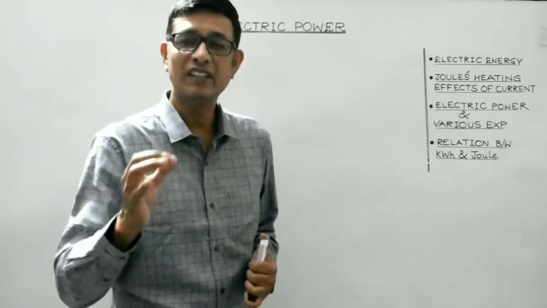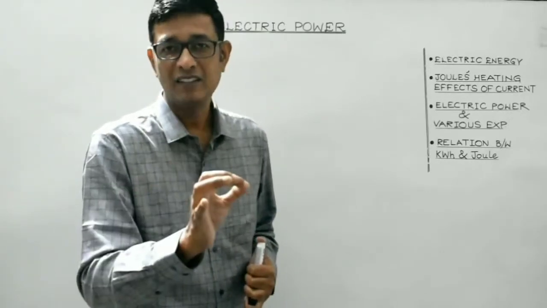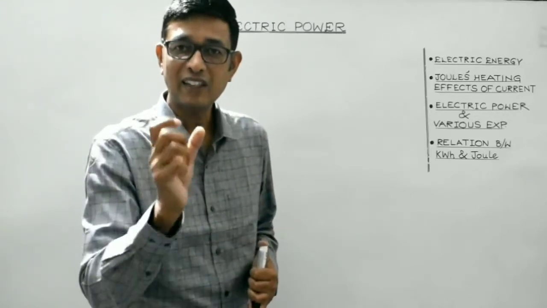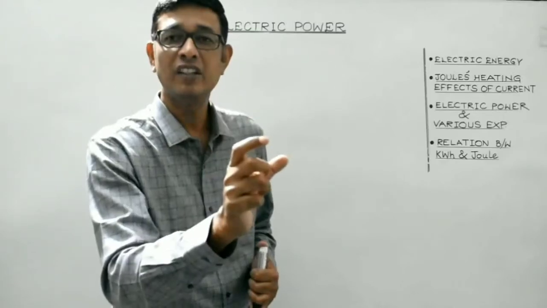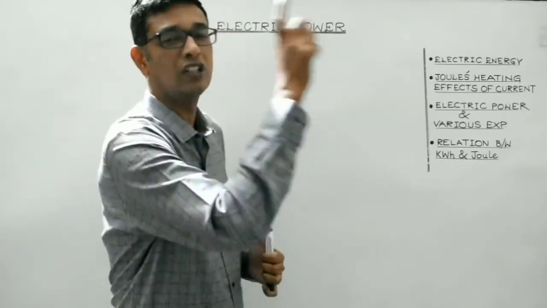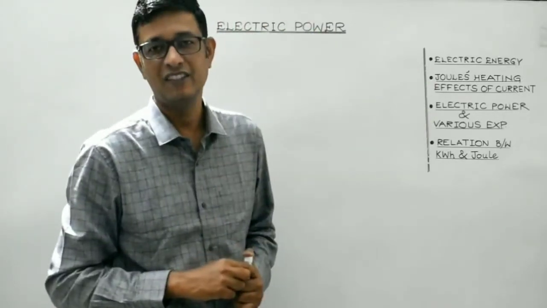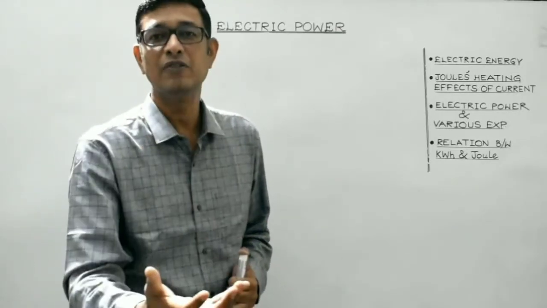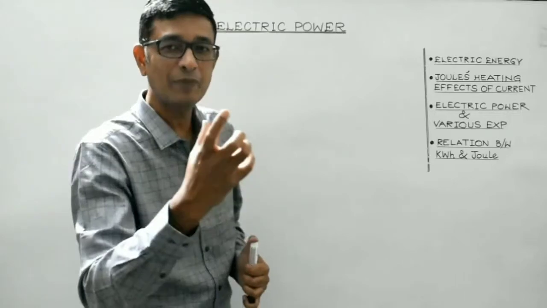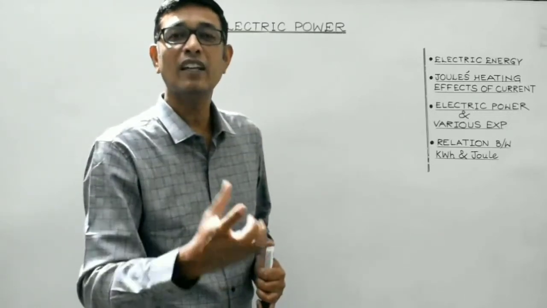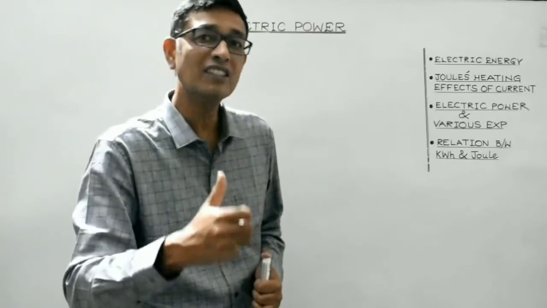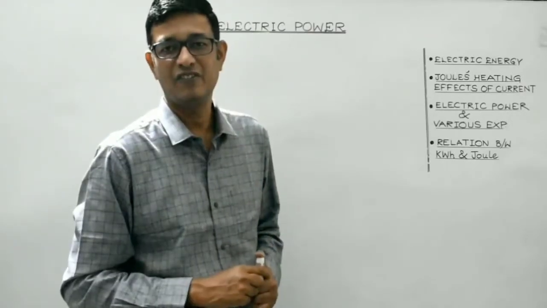So what I mean to say is that in order that a current flows through an electric circuit, a source has to spend some energy in maintaining potential difference across the ends of the conductor. So that energy of the source of EMF in maintaining a constant potential difference so as to enable the current to flow through the circuit is known as electrical energy, right?